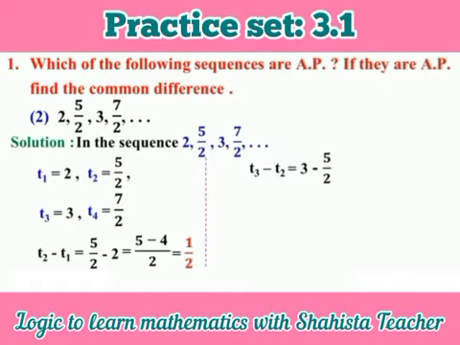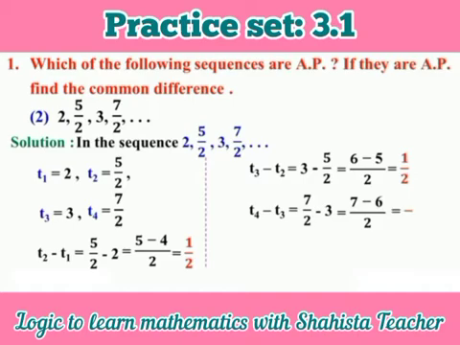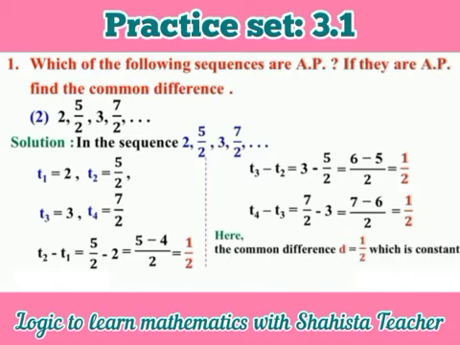T3 minus T2 is equal to 3 minus 5 upon 2. Two 3s are 6, 6 minus 5 is 1, and the denominator 2 stays as it is. T4 minus T3 is 7 upon 2 minus 3. Two 3s are 6, 7 minus 6 upon 2, so 1 upon 2. All the differences are 1 upon 2, so the common difference D is equal to 1 upon 2, which is constant. So the given sequence is an arithmetic progression.